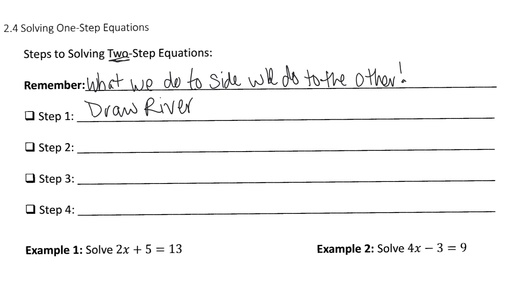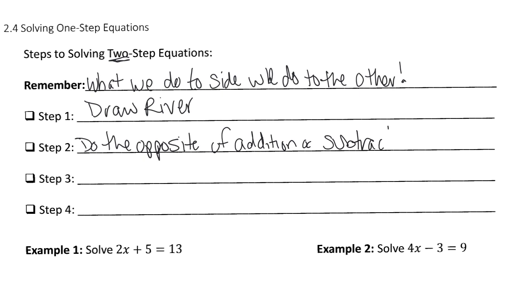Okay? And before, we identified what operation was being used, and we did the opposite of that. But now, we can't quite do it that straightforward. Now, we have to do either the opposite of addition or subtraction first. So we do the opposite of our addition or subtraction first. Okay, so we always want to start with addition or subtraction first.